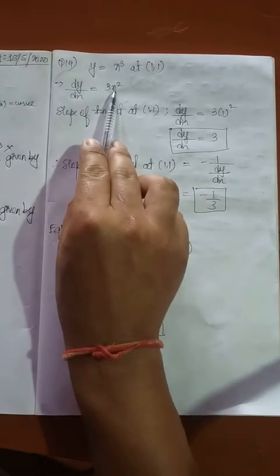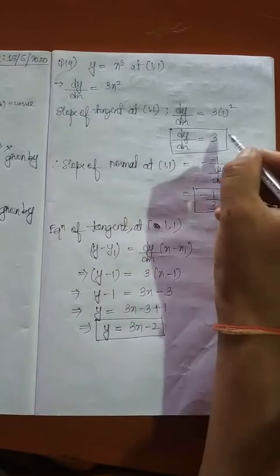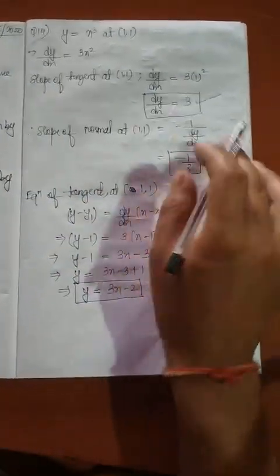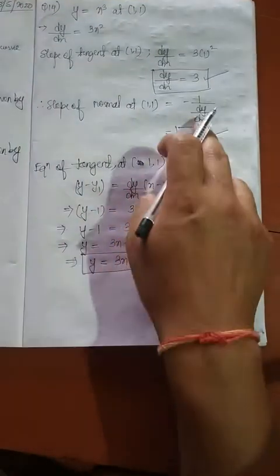So put the value for x equals to 1 since there's no y term. So dy by dx is equals to 3. So this is the slope of tangent. Clear? Now slope of normal will be just the opposite sign with a minus sign, isn't it? So minus 1 by 3.